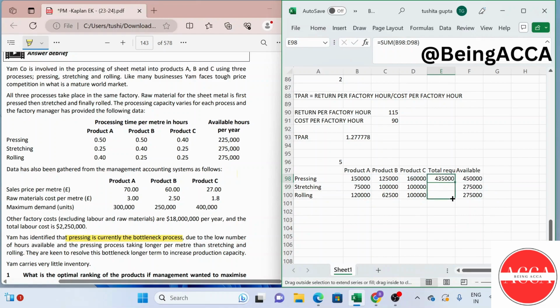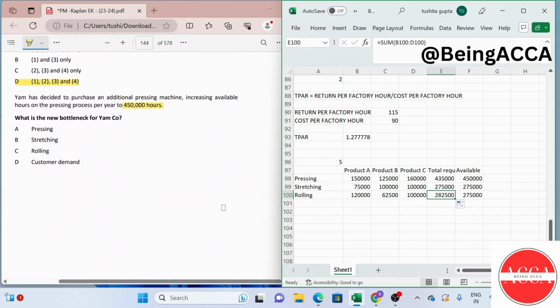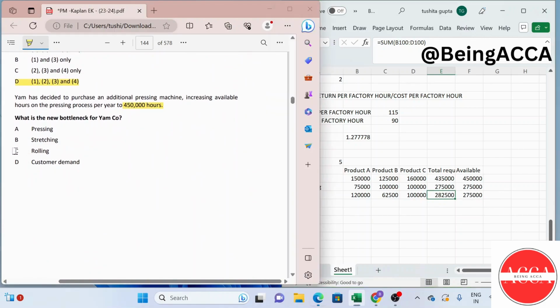Now I can see that I require 435,000 of pressing, but actually I have 450,000, which means I have a sufficient quantity of this resource. Now let's look at stretching. I require 275,000, and that is exactly how much I have. So this is also not a limitation. Now I require 282,500 of this rolling resource, and I have 275,000 only. So this is something where I am lacking, and this becomes my bottleneck resource, which is in limited quantity. So this makes option C the correct answer.